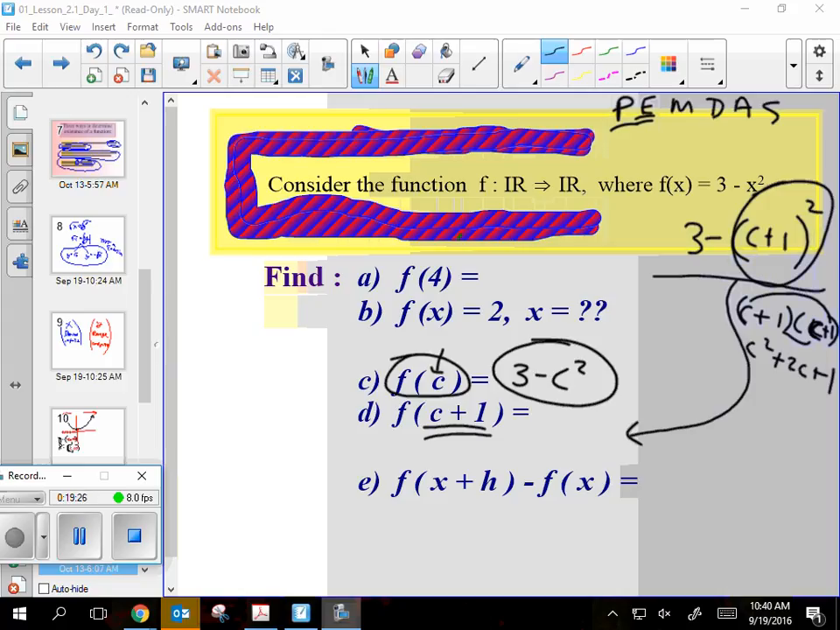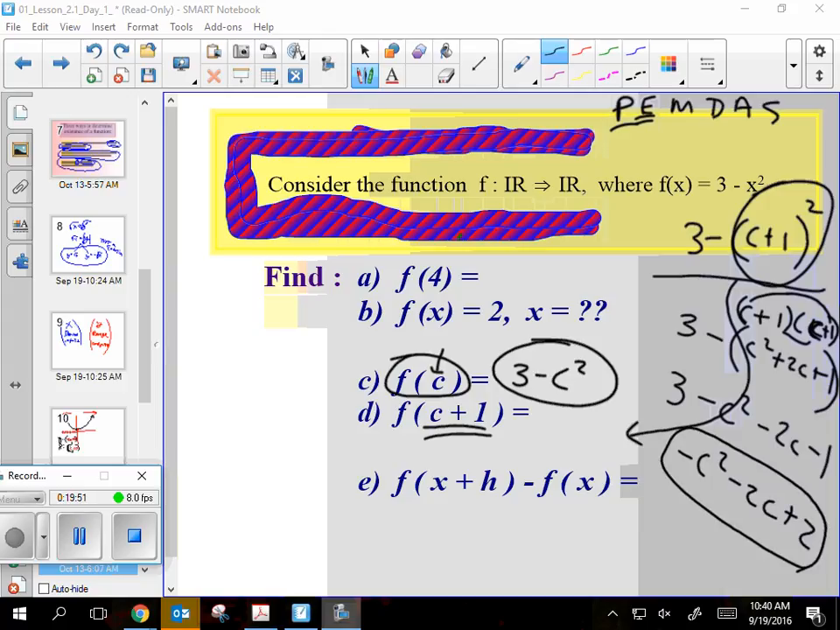But now I got to put the little negative in front of it, all of it in parentheses. Get how that parentheses is super important? Because that will force me to distribute the negative. So now it's 3 minus c squared minus 2c minus 1. Minus 1 goes with the 3 and makes a total of 2. Negative c squared minus 2c plus 2.